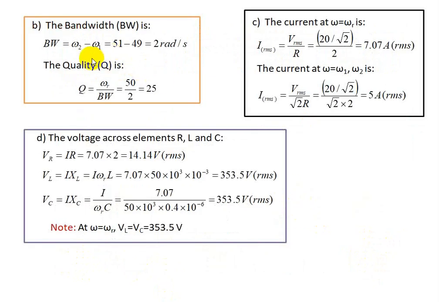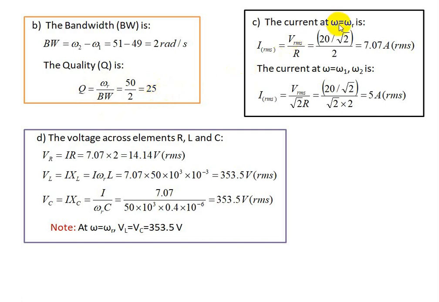Then coming to the bandwidth. Bandwidth is nothing but omega 2 minus omega 1. We know omega 2 and omega 1, the difference is 2 kilo radians per second. This is the bandwidth. Coming to the quality factor, we know the relationship between quality factor and bandwidth. Q is equal to omega r by bandwidth. So omega r is 50 kilo radians per second, divided by 2. So this will be equal to 25. The quality factor does not have any unit.